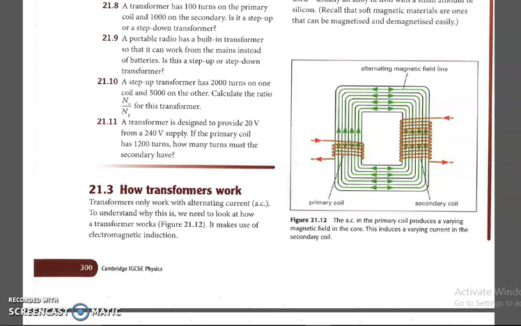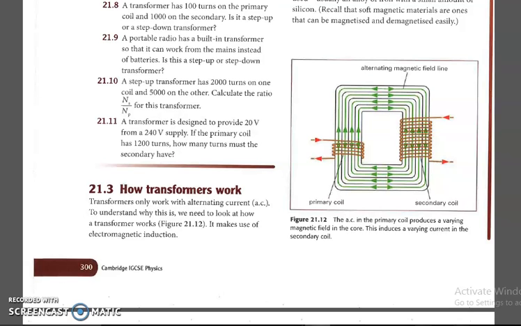Here we have studied the equation Vs by Vp is equal to Ns by Np, or Vp by Vs is equal to Np by Ns. This is the equation about the relationship between the number of turns and voltage. Here they have given the working of the transformer. After this equation in your text, they have described what mutual induction is.